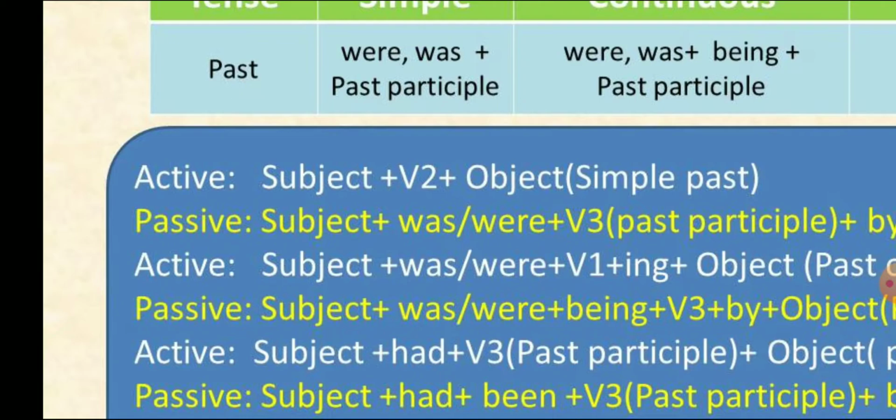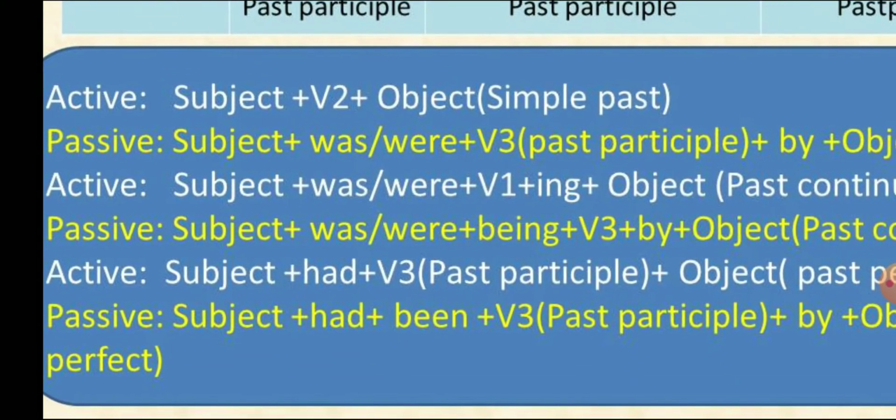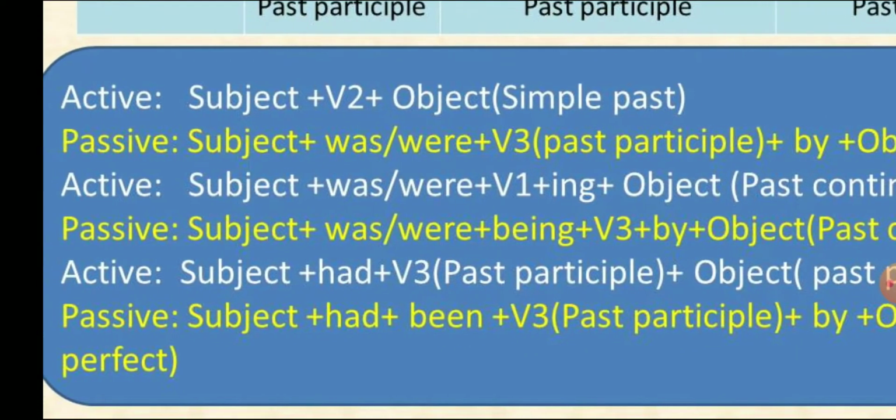And in active, for past perfect, it is subject plus had plus V3 plus object. And in passive, it is subject plus had plus been plus V3 plus by plus object. So this will be the structure for active and passive for simple past, past continuous and past perfect. And in active, subject will become object of passive and object will become subject in passive. We have to interchange the subject and object from active to passive in order to change.